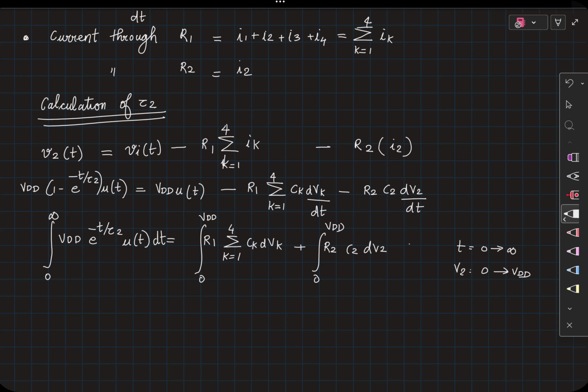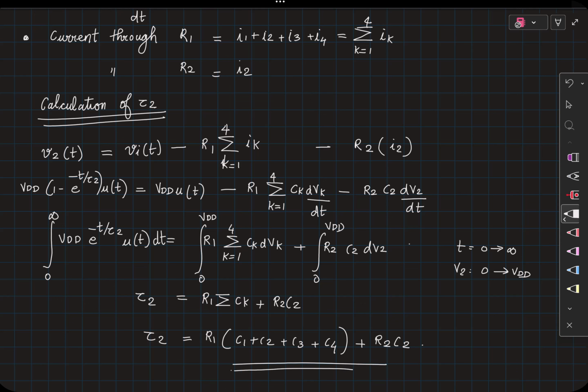So if you were to pause this video and solve it, you would have gotten a result that tau 2 is equal to R1 summation of Ck plus R2 C2. Right? Or in other words, I can also write tau 2 as R1 into (C1 plus C2 plus C3 plus C4) plus R2 C2. Right? So there is a very nice way to remember this result.